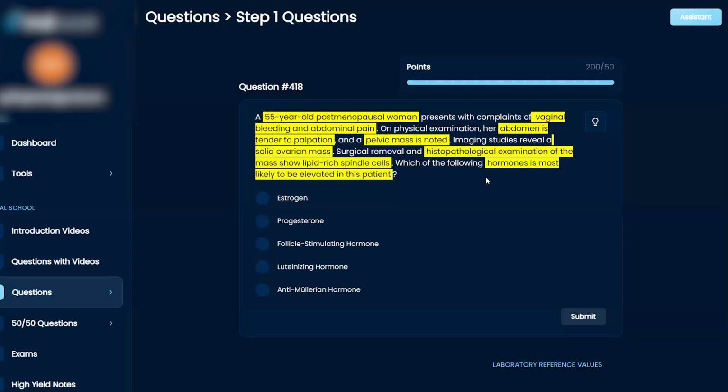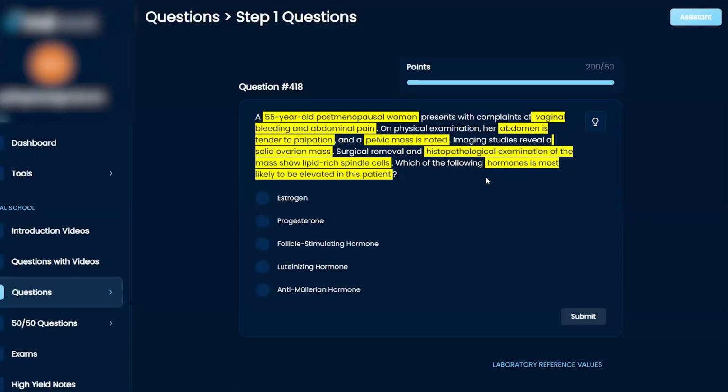Okay. A postmenopausal woman who's coming in for bleeding, and she is tender to palpation and has an ovarian mass. Ovarian mass, and it's lipid-rich spindle cells. I'm not going to lie to you, if I saw this question, I'd probably be like, well, I don't know. I don't even know how to go from this, diagnosis-wise.